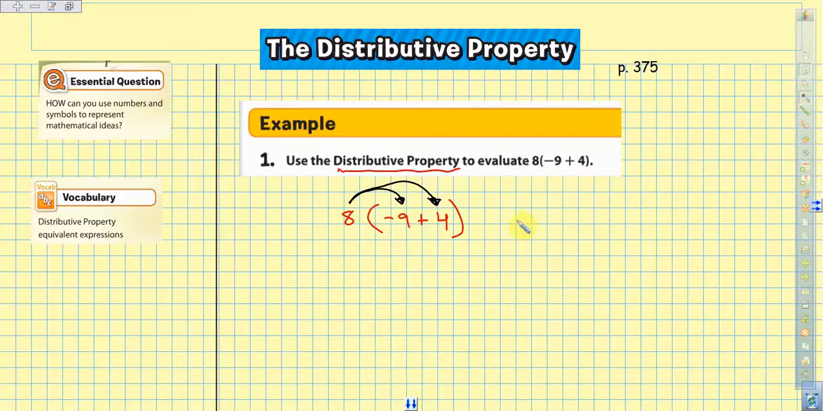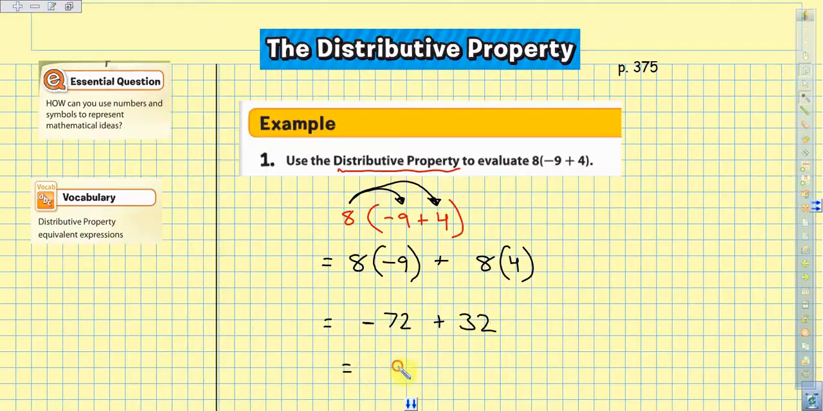Okay, so I'm going to rewrite this and make it look like this so that we can see what is happening. So we have 8 times negative 9, and then 8 times 4. 8 times a negative 9 is going to give me a negative 72. And our 8 times 4 is going to give me a 32. Then we're going to add those two up, which is going to give me a negative 40.